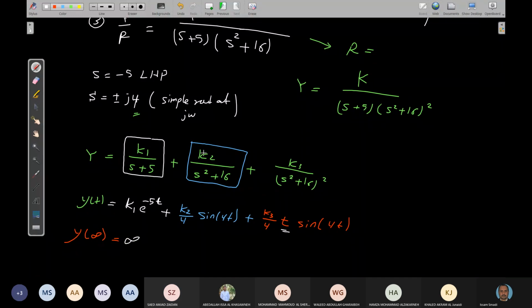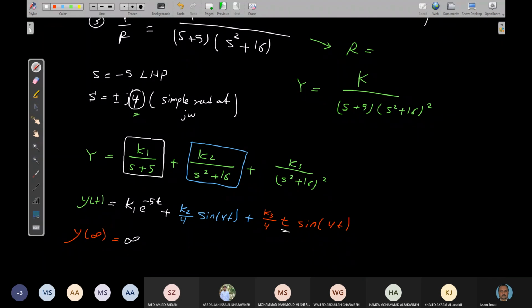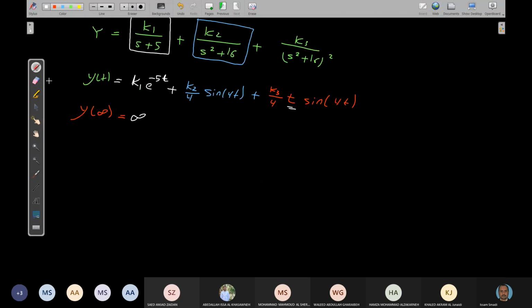Now the critically stable system is one that produces a bounded output for all the inputs except an input whose frequency matches the system's root frequency, correct? That's why we call this one a critically stable system.